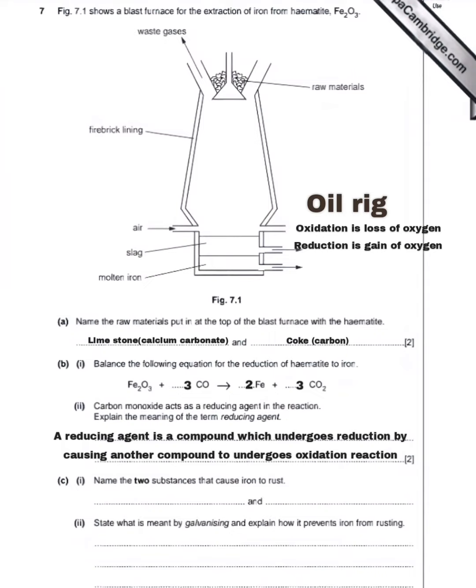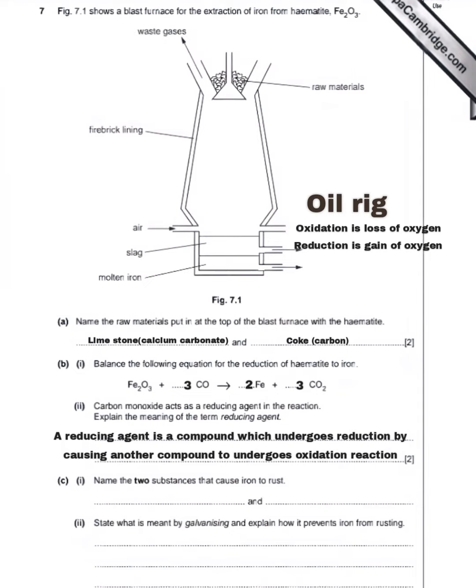Then as for C, Roman numeral number 1, it is saying, name the 2 substances that cause iron to rust. So when iron is exposed to oxygen, it undergoes corrosion. As a result, it is going to rust. Then apart from that, when iron is subjected to moisture, in this case I'm talking about water, it undergoes corrosion.